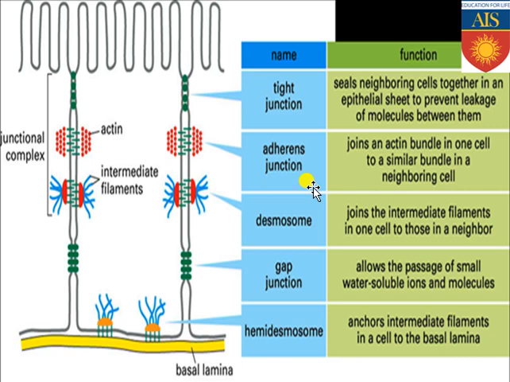Okay, and one more thing we need to keep in mind is that in the case of adherence junction, the actin bundles present inside remain attached with those red colored globular proteins, whatever you can see in the diagram. Okay, the desmosome actually joins the intermediate filaments in one cell to those in a neighbor.